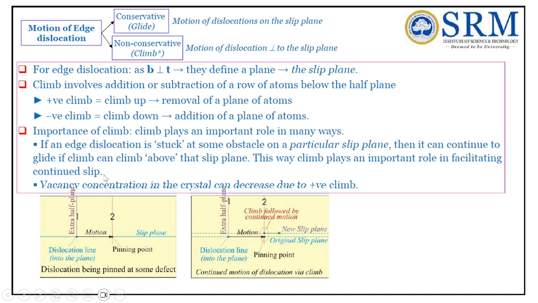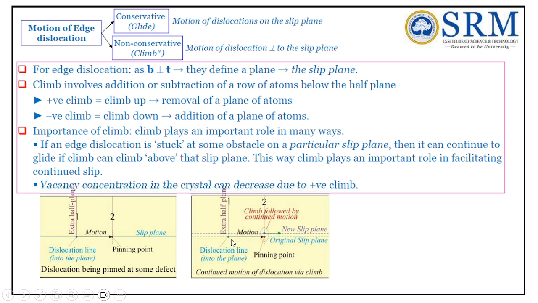This can be illustrated by these diagrams. You can see the first diagram on the left. This is the dislocation motion, this is the slip plane, and this is the dislocation line going into the plane. If there is a pinning point, you can see in this normal diagram the dislocation line and the pinning point on the slip plane.